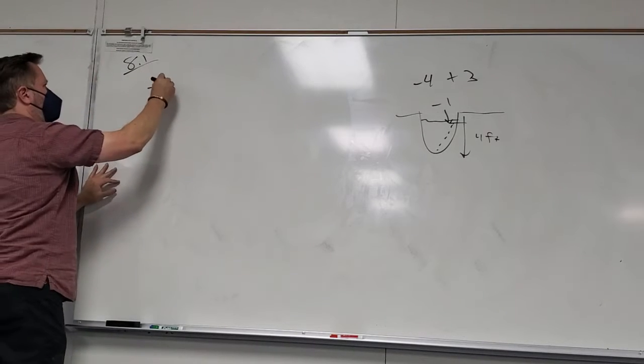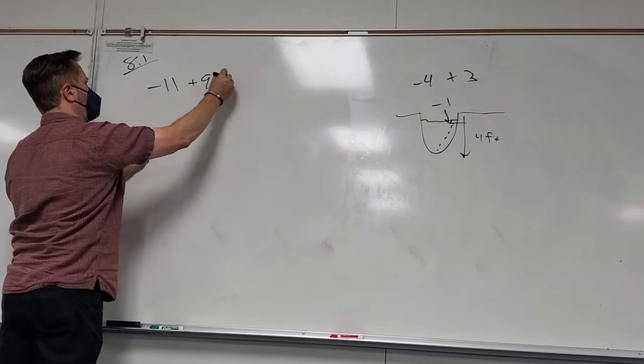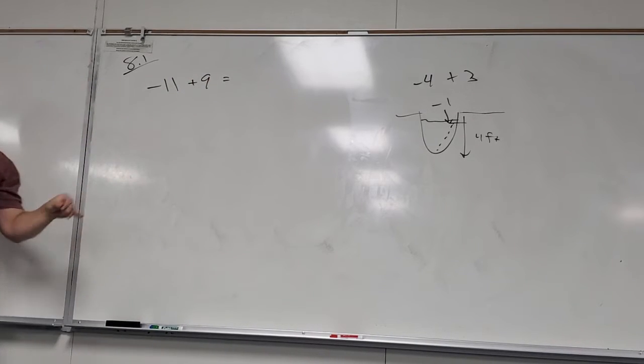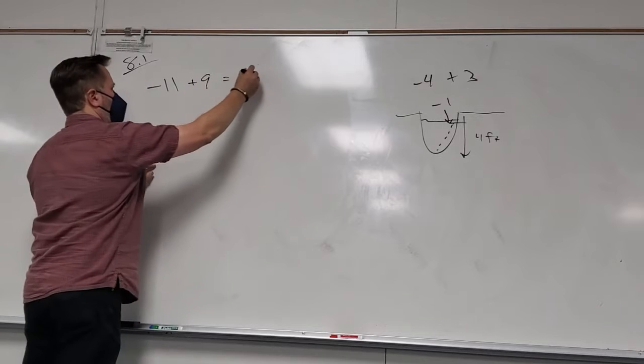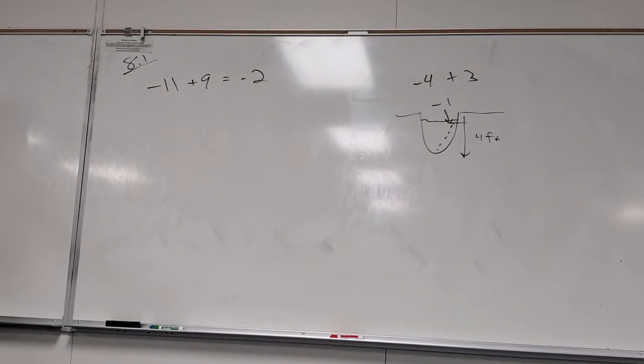Can somebody tell me what this is? What's the answer? Negative 2. Yeah, negative 2, right? And how do you know that? Because at the end, you'll still have 2 negatives. Good. You got more negatives than positives, so of course you're gonna have some negatives left at the end. I love it.